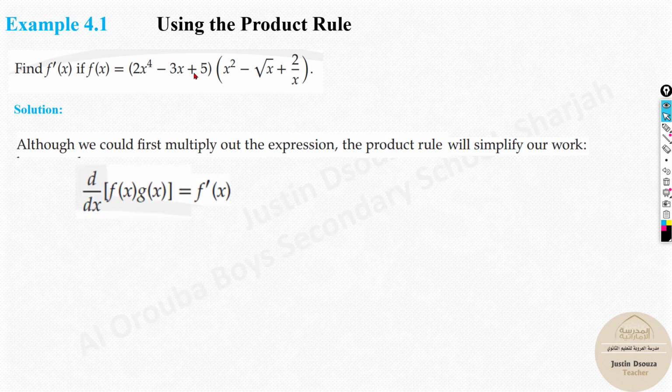Product rule: the first term will be derived, multiplied with the second term, plus the first term as it is, and derive the second term. Look over here, when you have the 2 terms, one is derived, one is original. So if you're deriving this, the second one will not be derived.